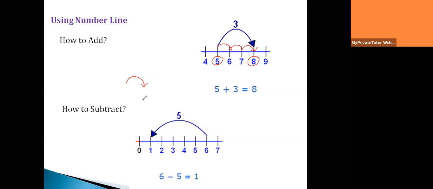And if you subtract, you're coming towards the negative side. For example, 6 minus 5. You start with 6. 6 is the starting number, the initial number. 6 minus 5, so you are coming to the left side. 5 times: 1, 2, 3, 4, 5. So what is that number? That is the answer. 6 minus 5 is positive 1. So this is adding or subtracting numbers using a number line.